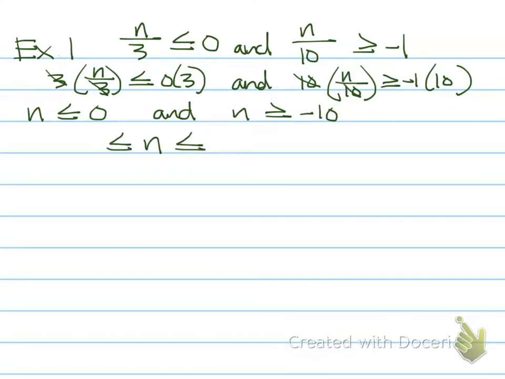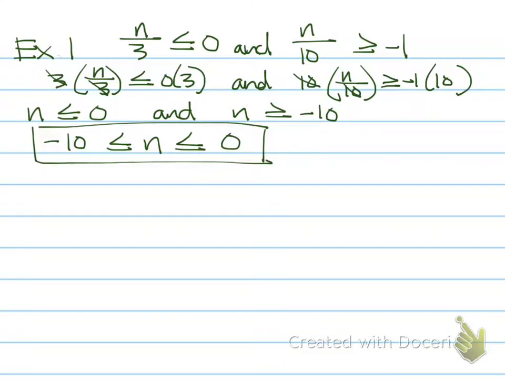All right, so we just want to write that as one combined expression. So we have n is greater than or equal to -10, so the -10 should be on the left side, and n is also less than or equal to 0. Again, the smaller number should always be on the left. The bigger number should always be on the right, and you should have a less than symbol on the left and the right side of your variable.